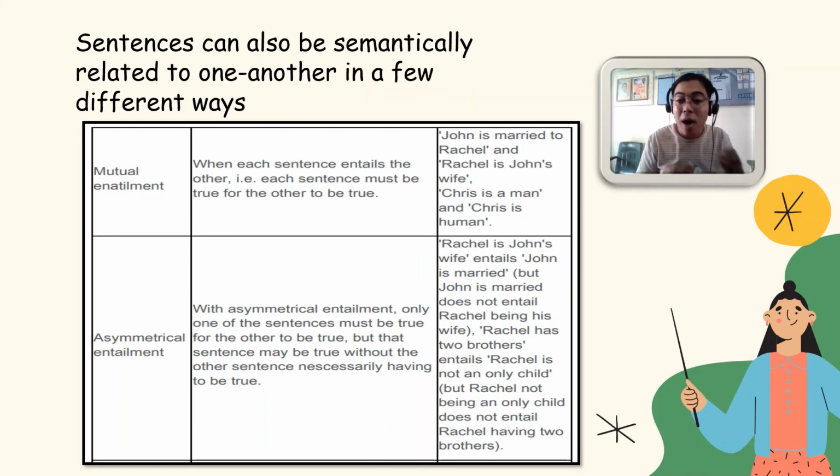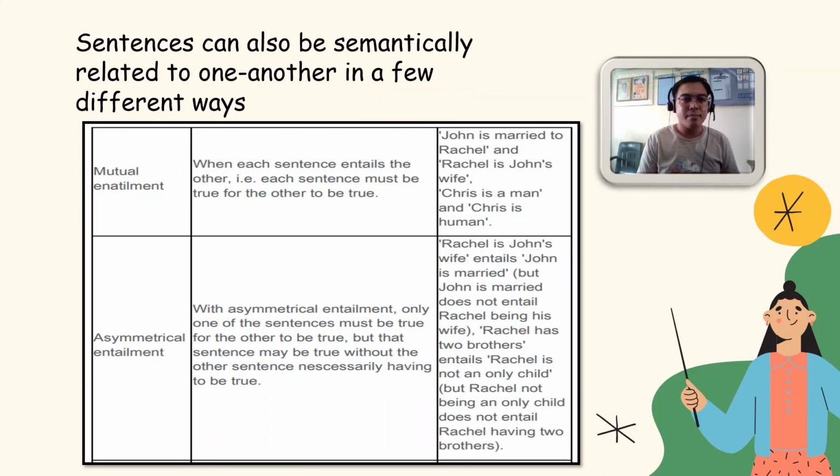Rachel has two brothers entails Rachel is not an only child, but Rachel not being the only child does not entail Rachel having two brothers. So it means that in asymmetrical entailment, only one of the sentences must be true for the other to be true. But that sentence may be true without the other sentence necessarily having to be true.